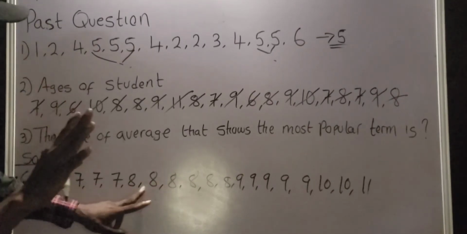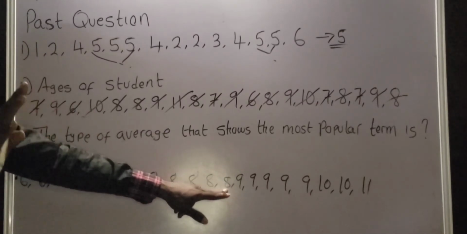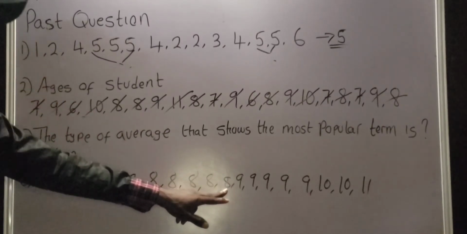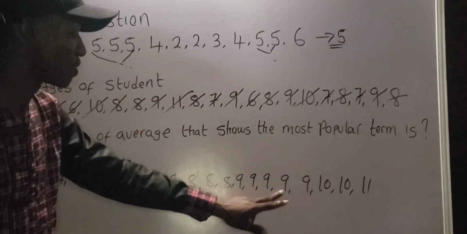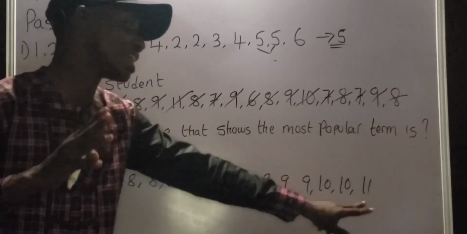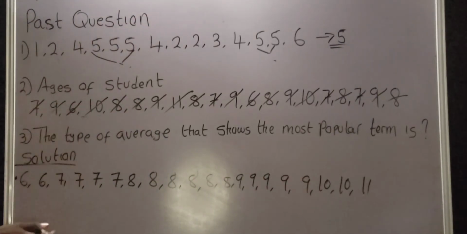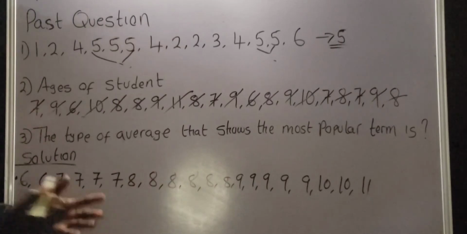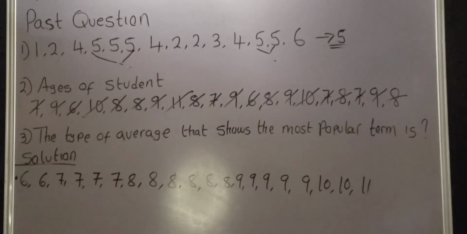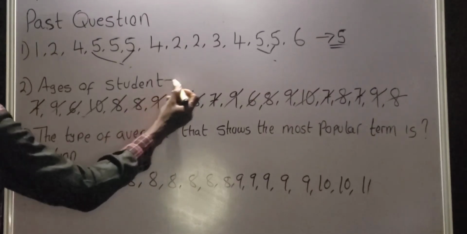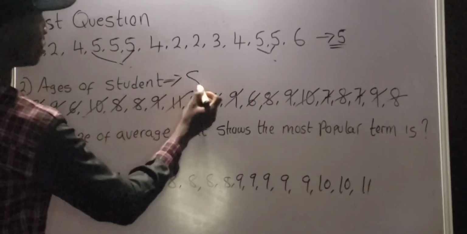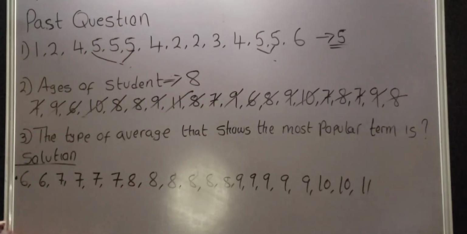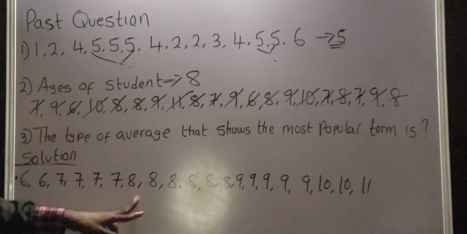8 occurs 1, 2, 3, 4, 5, 6. We have six 8s. 8 occurs 6 times. And 9 occurs 1, 2, 3, 4, 5 times. 10 occurs 2 times, and 11 occurs only one time. So the mode of this data set is 8, because that is the most occurring value among the data set. Are you getting what I'm saying? That is the value among the data set that has the highest number of occurrences. So among the ages of these students, 8 is the mode. Why? Because it is the only value that occurs most among our data set.